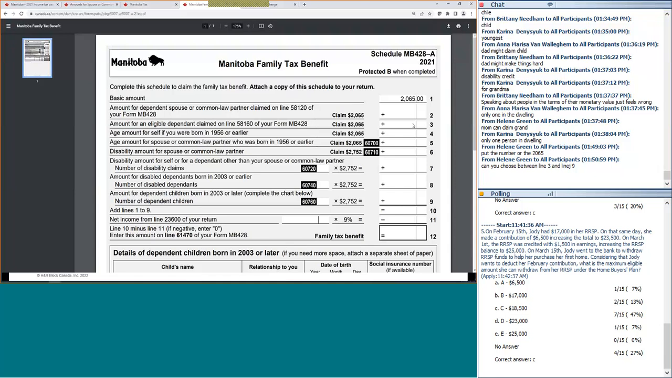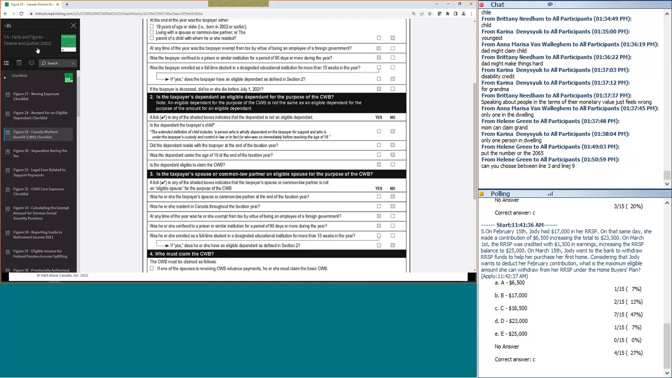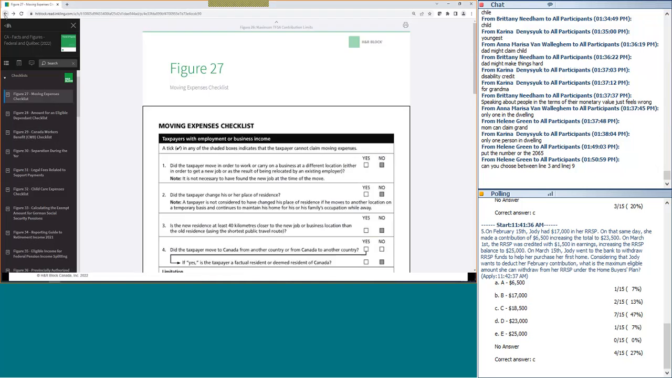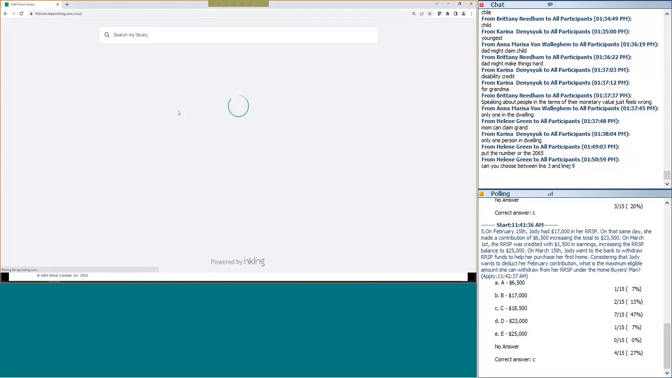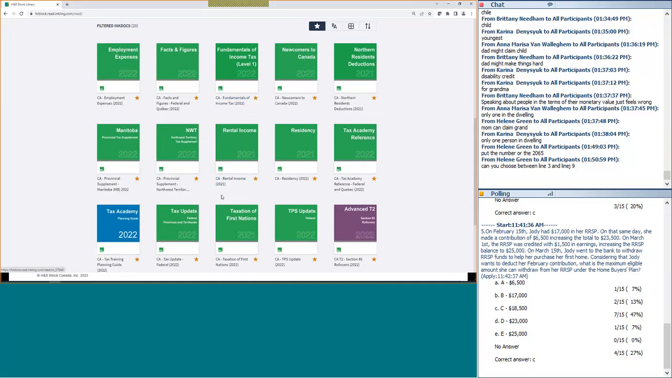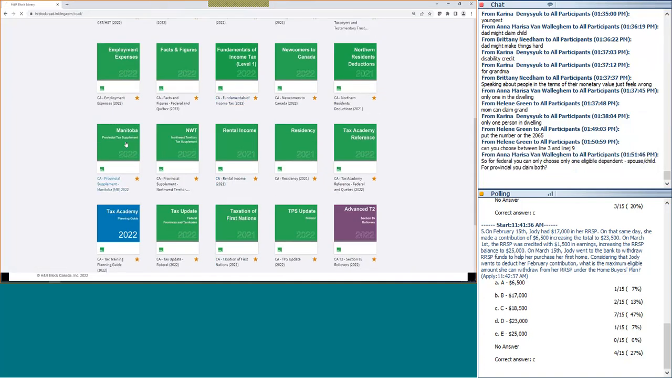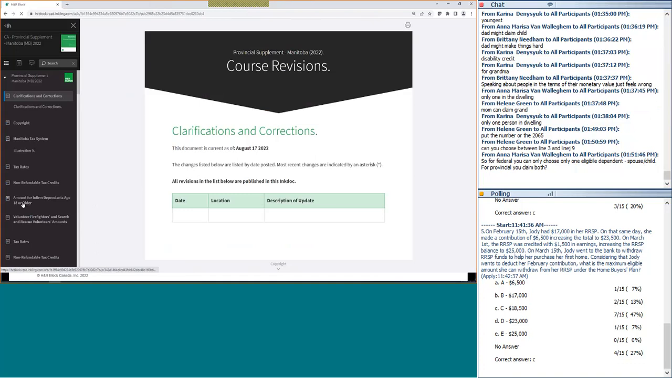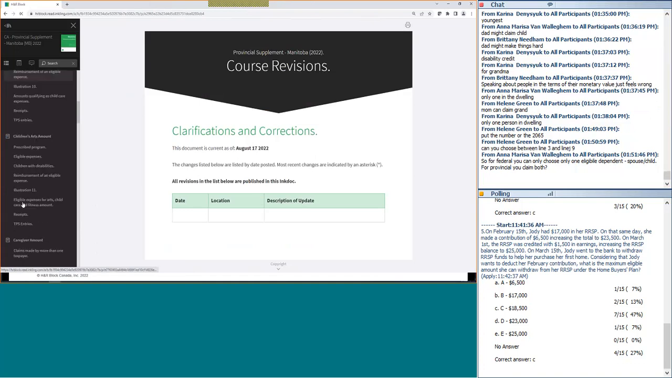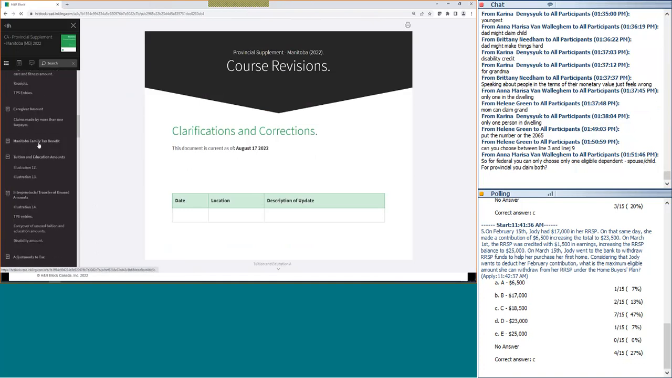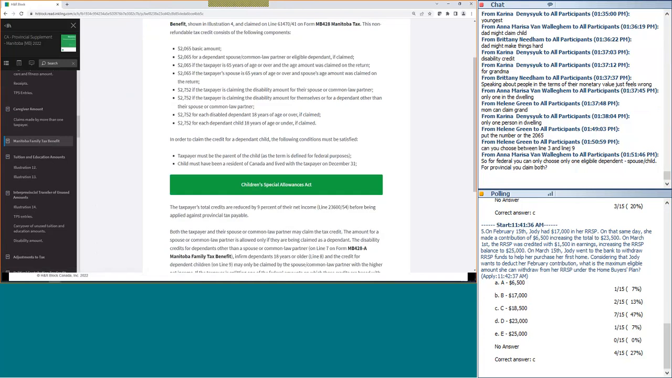Dependent child means under 18, and they have a whole bunch of rules in the book. So I'm going to show you the book very briefly, because that is very, very helpful. Provincial, Manitoba. You'll find somewhere down here, Manitoba Family Tax Benefit.